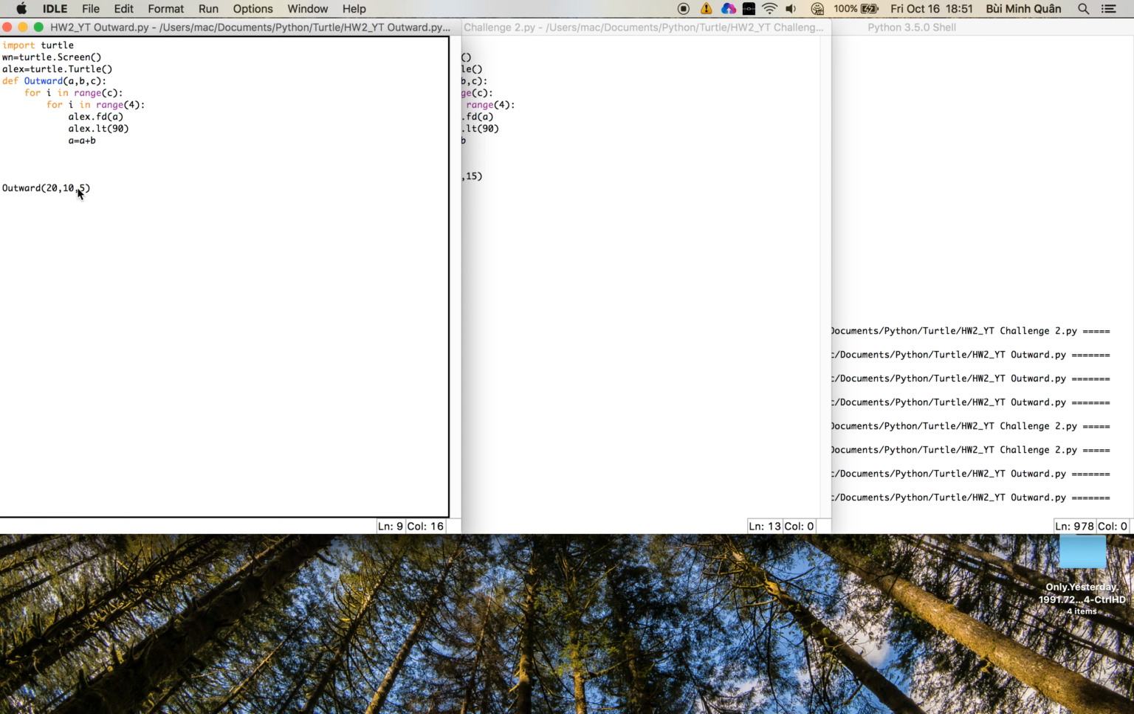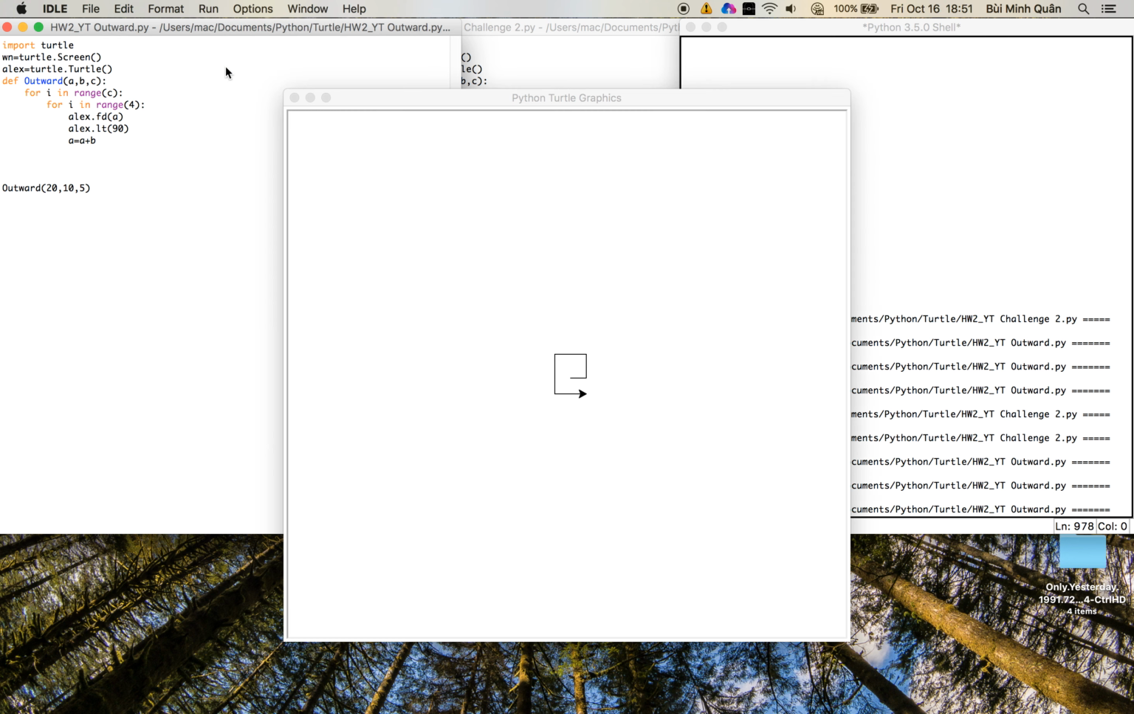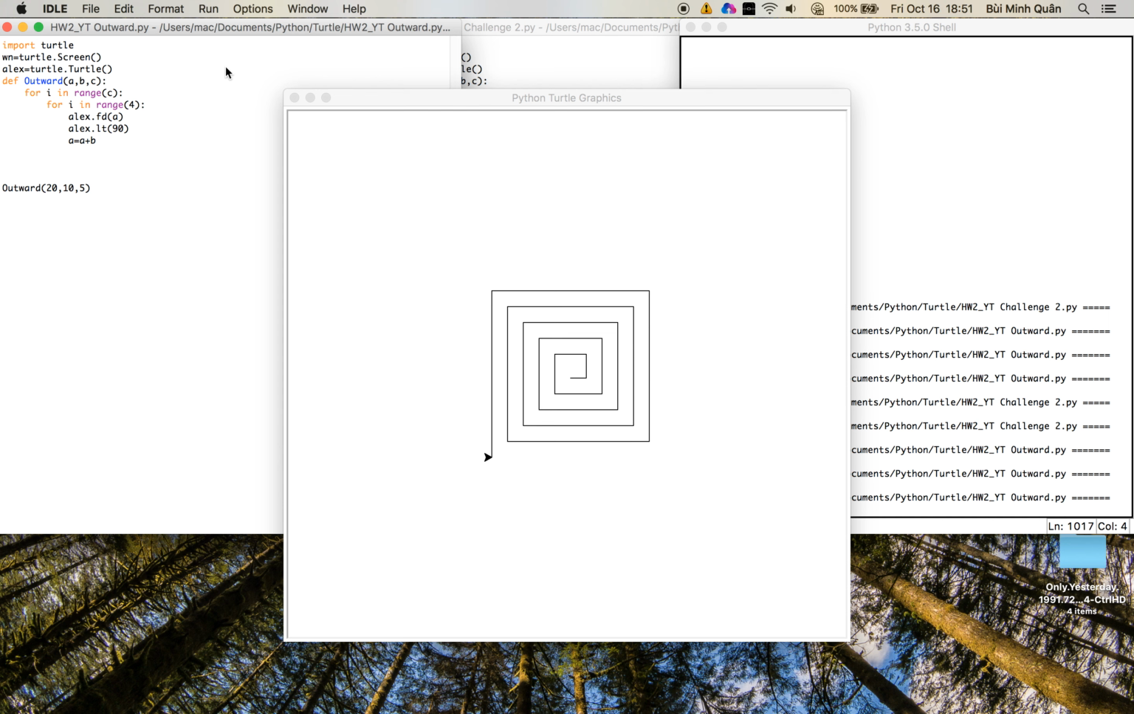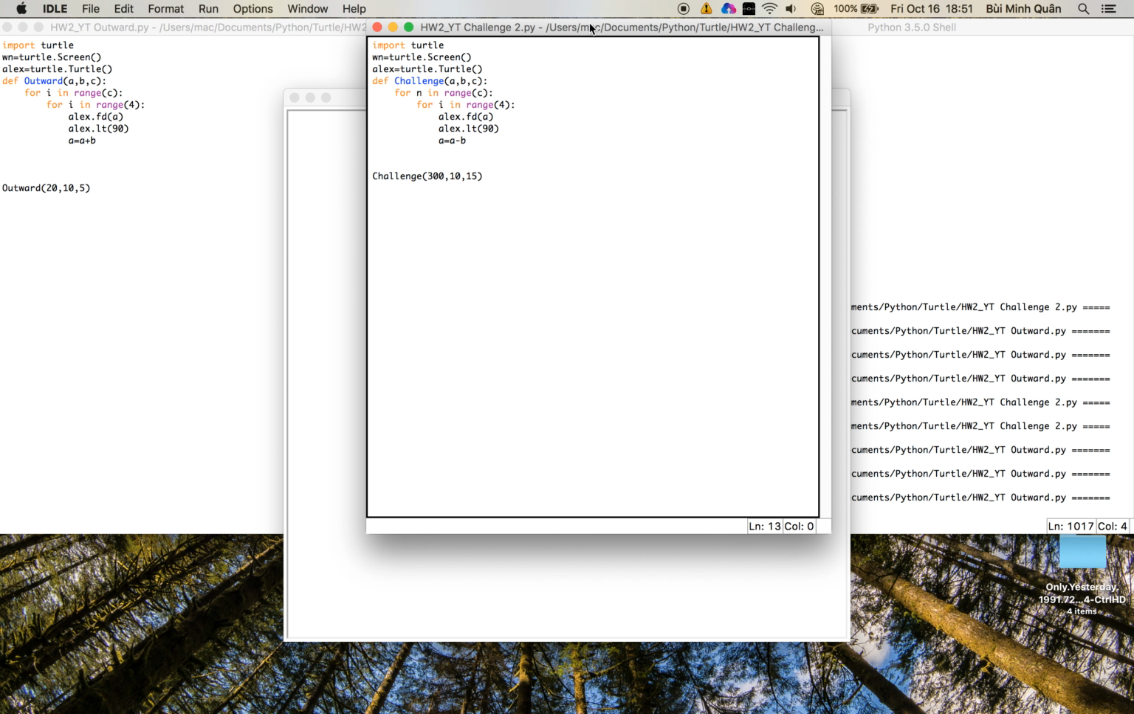So this is my example, sample run. And yes, it's going outside. So that is my spiral. And then I decide to go to the inward spiral.